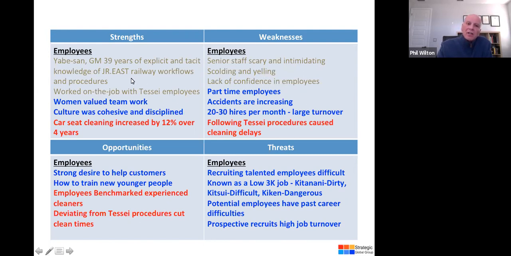So JR East decided to send over Yabe-san, who had 39 years of explicit and tacit knowledge of running railways, their workflows and their procedures, and he worked on the job with the Tessai employees. The end result of this case study, an interesting one you can get online if you want to, is that Yabe-san turned this organization around from being a low 3K job into a more prestigious job, to such an effect that Harvard were impressed with how he did this, and they went over and did a case study on this company.